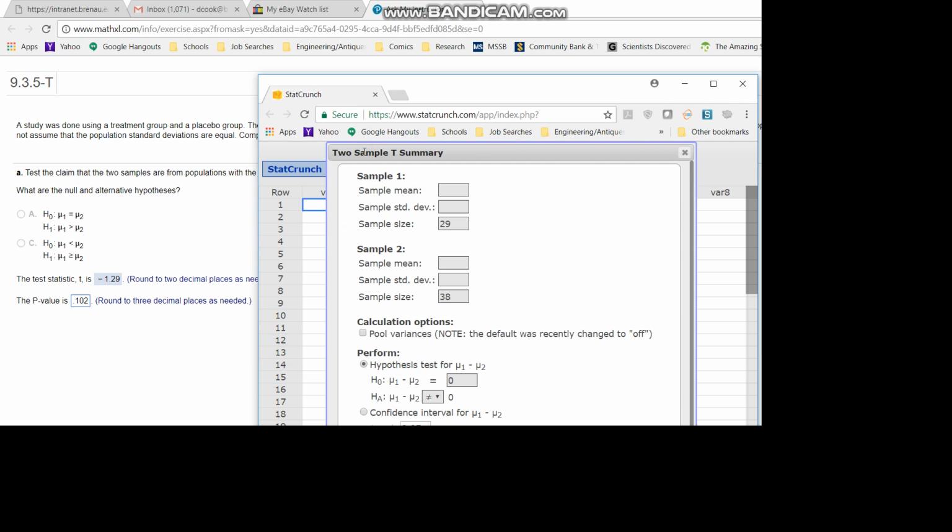The mean is 2.39 for the first group, and it is 2.66 for the second group. And the standard deviation is 0.96 for the first group and 0.67 for the second. We will not be assuming that the standard deviations are the same. Therefore, we will not be pooling the variances, so leave this clicked off. Make sure that this is set to 0 and this is set to not equal to. And now we're ready to compute.